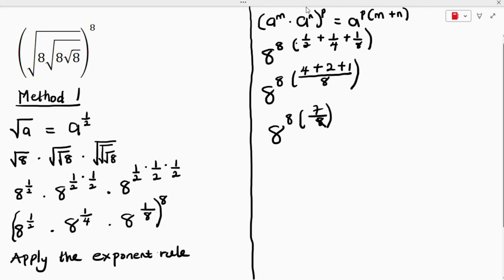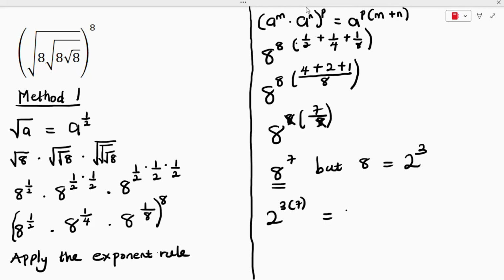So from this, the 8 here is going to cancel out this 8, and we have 8 raised to the power of 7. But 8 can be written as 2 raised to the power of 3. So this is going to become 2 raised to the power of 3 times 7, which is equal to 2 raised to the power of 21. And this becomes our final answer.